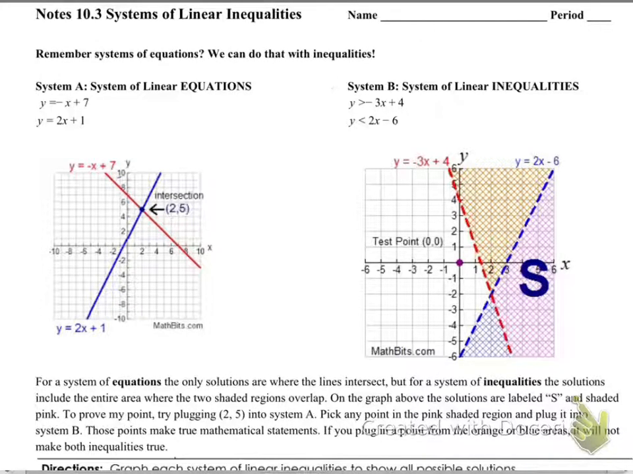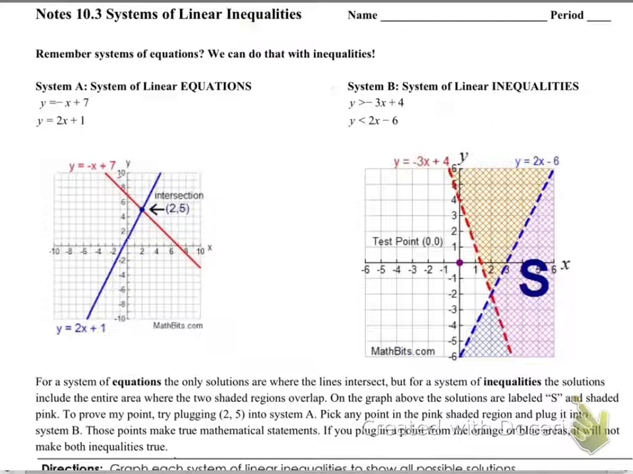For 10.3, we have systems of linear inequalities. This might sound familiar to you because it says systems of linear, but notice the statement ends with the word inequalities. That's because today when we look at our systems, they are going to have equations that have less than or greater than symbols, or less than or equal to, greater than or equal to symbols, meaning inequality. That's what that word means when you see it.